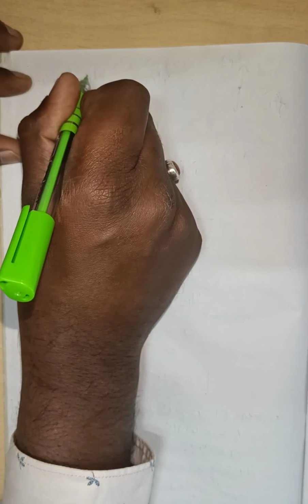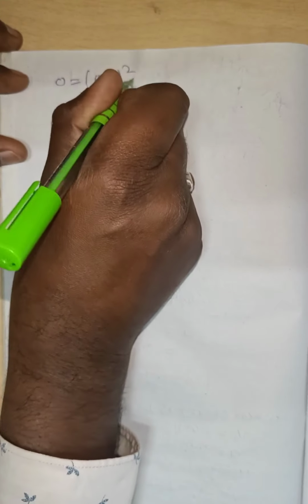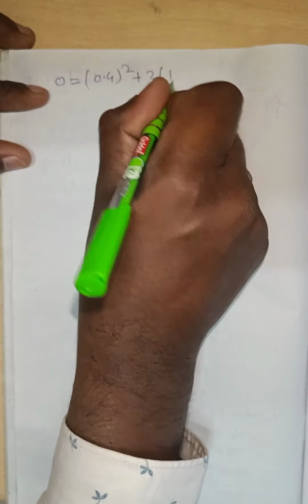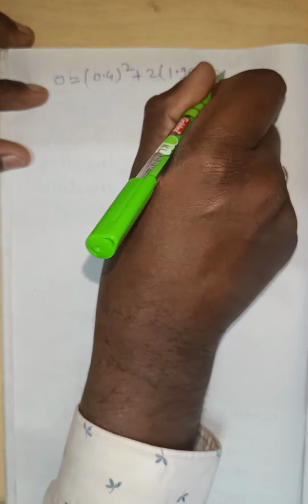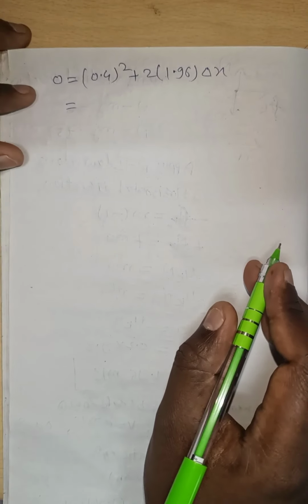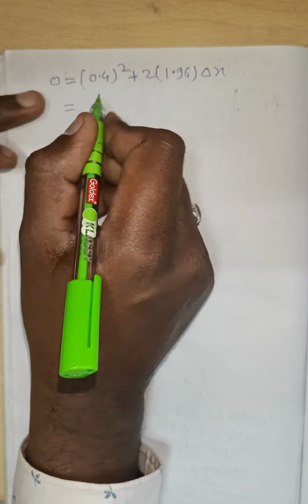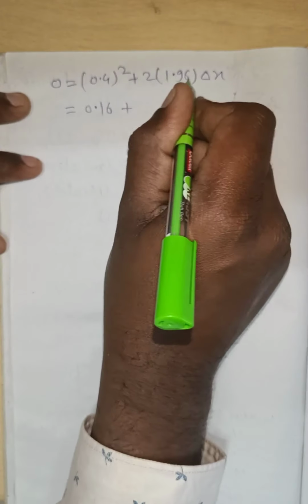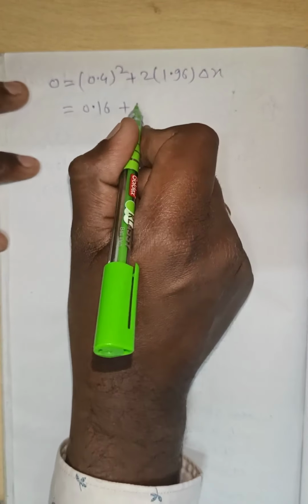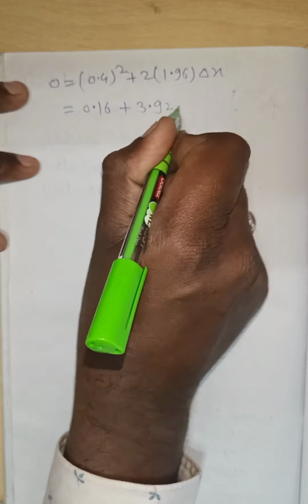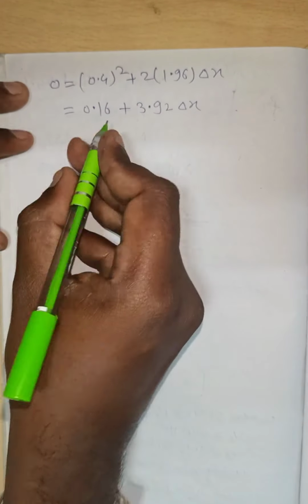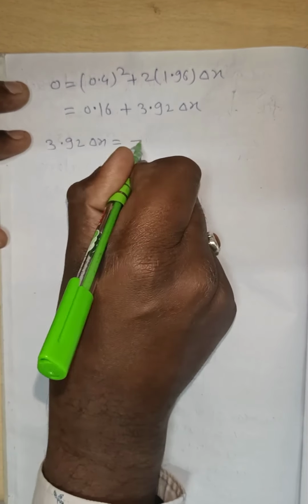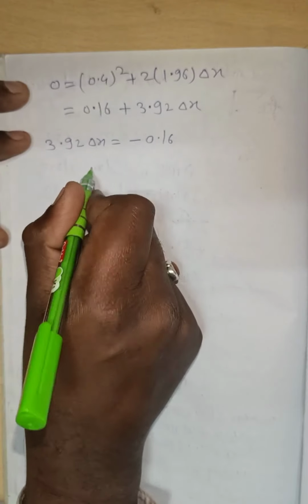Therefore, 0 equals 0.4 whole squared plus 2 into 1.96 into delta x. We write 0.4 squared as 0.16, plus 2 into 1.96, which is 3.92, into delta x. From that, 3.92 into delta x is equal to minus 0.16.